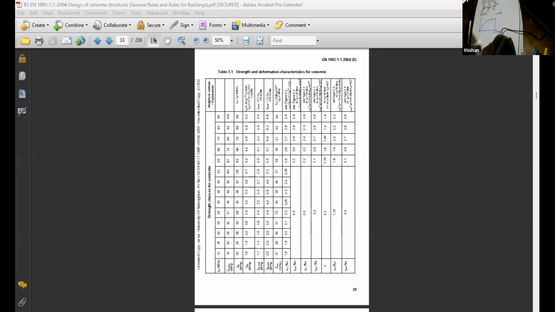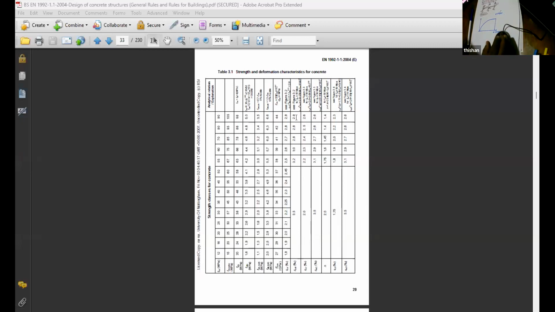So in this table, you can see the maximum strain. It is 0.0035. Here you get 0.0032, 55, 60, and it drops to about 2.8. So the maximum strain is not 0.0035.